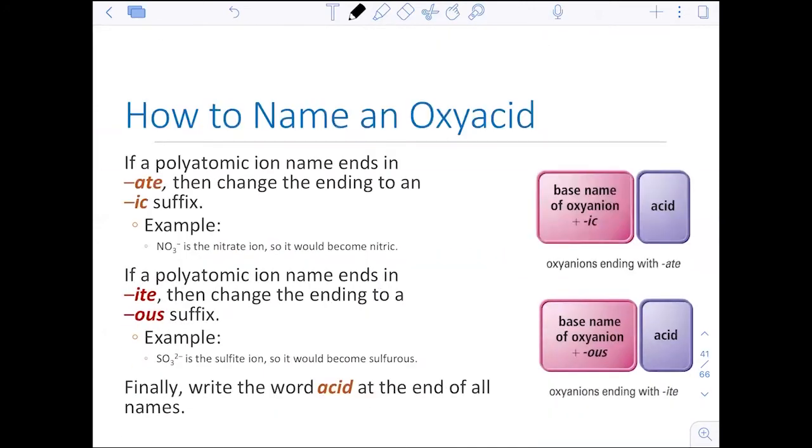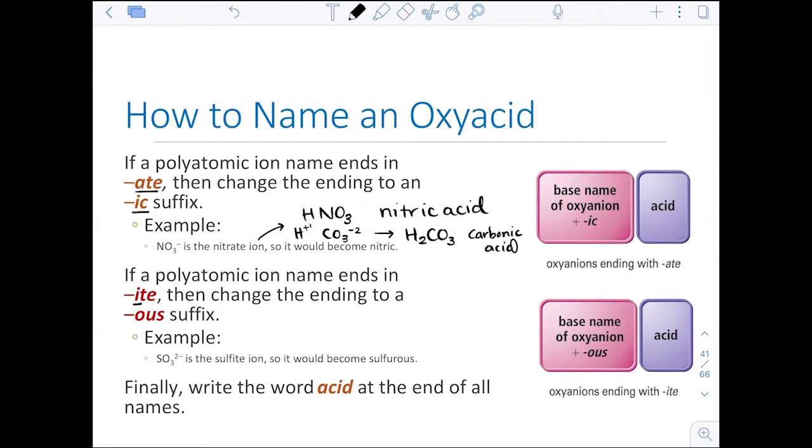With our oxy acids, we have two different types of endings. If the polyatomic ion name ends in ATE, so nitrate, sulfate, that would become an ending that is IC acid. So NO3-, when paired with a proton, HNO3, would become nitric acid. If we think about carbonate, CO3 2-, you pair that with H+, again, we're treating it like an ionic compound, even though it's not. H2CO3, carbonate becomes carbonic acid.